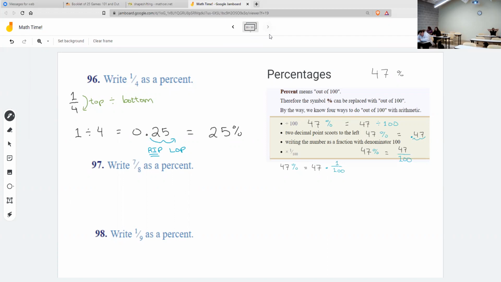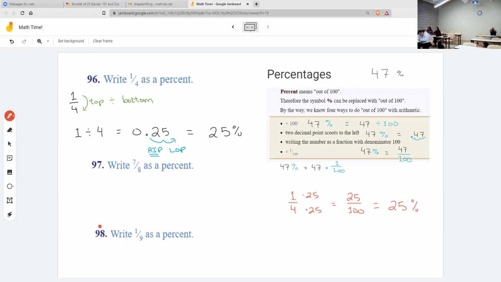Could I do this another way? Sure. If you wanted to, you could be incredibly clever and annoying and say 1/4, let's say times 25 top and bottom, is 25 100ths, right? A quarter of a dollar is 25 cents. And 25/100 is the same as 25%.